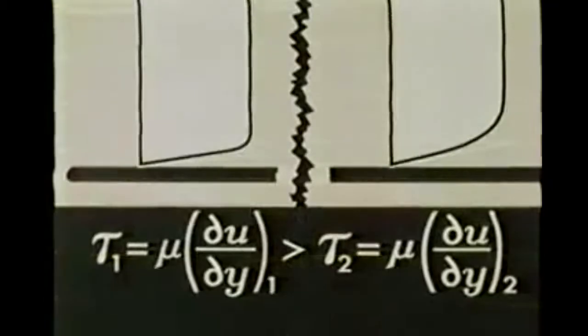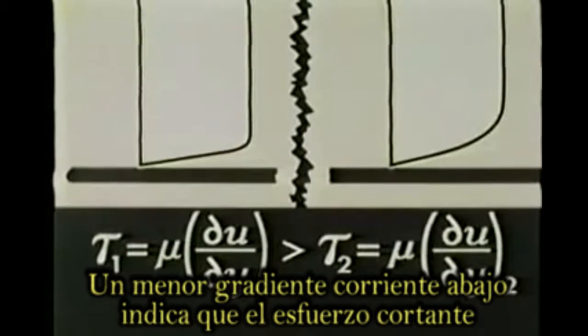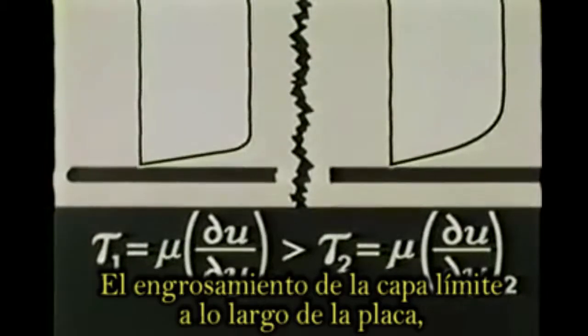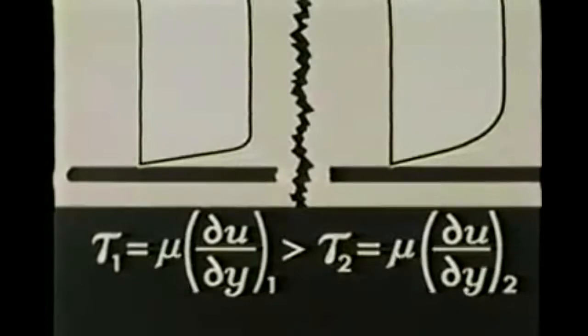This composite photograph compares the two velocity profiles. The smaller gradient downstream indicates the wall shear stress decreases along the plate. The growth of the boundary layer thickness along the plate can be explained by considering the time history of the vorticity within the boundary layer.